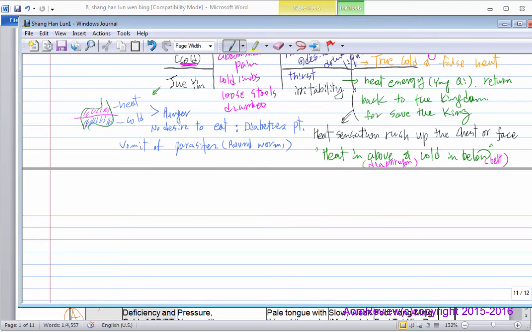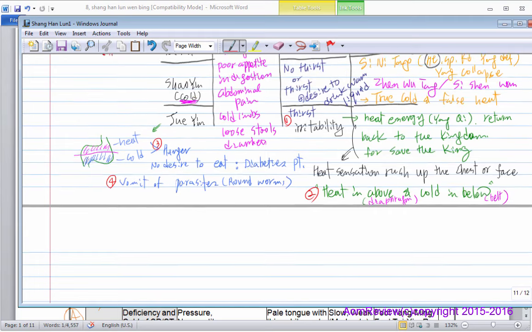Okay. So the first one is thirst with irritability, and the second one is heating above and cold below. The third one is hunger with no desire to drink or no desire to eat. And the fourth one is vomiting the parasite. These are all what we call the drain channel.